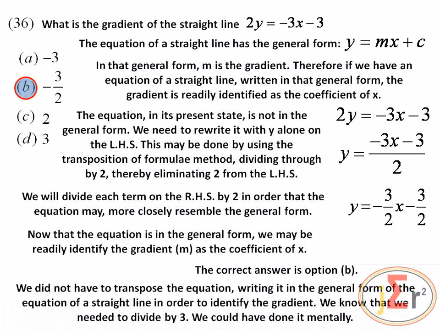We did not have to transpose the equation, writing it in the general form of the equation of a straight line, in order to identify the gradient. We know that we need to divide by -2. We could have done it mentally instead of writing it down. If we divide the entire thing by -2, it follows that we would have to divide also -3 by 2. So dividing that by 2, we could have seen that the gradient would turn out to be -3 over 2, and that we could have done without going through the entire process.